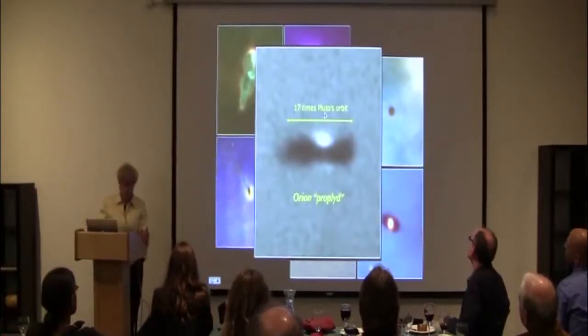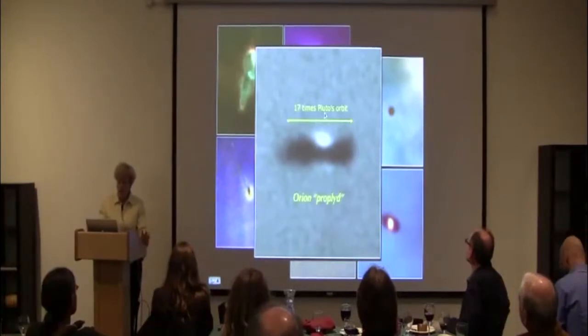And so this is a solar system, a proto solar system in formation, about 17 times as large as Pluto's orbit. And that's just about the right size to make the Oort cloud of comets in our own solar system. So this has been a wonderful laboratory for studying star formation.